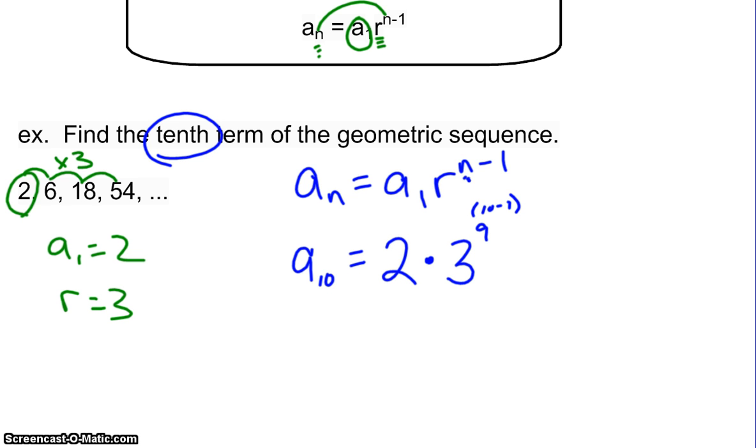Now, the biggest mistake people make is multiplying 2 times 3 first. We need to make sure that we use order of operations and do the exponent first, 3 to the 9th power, and then multiply by 2. And we should get a 10th term of 39,366.